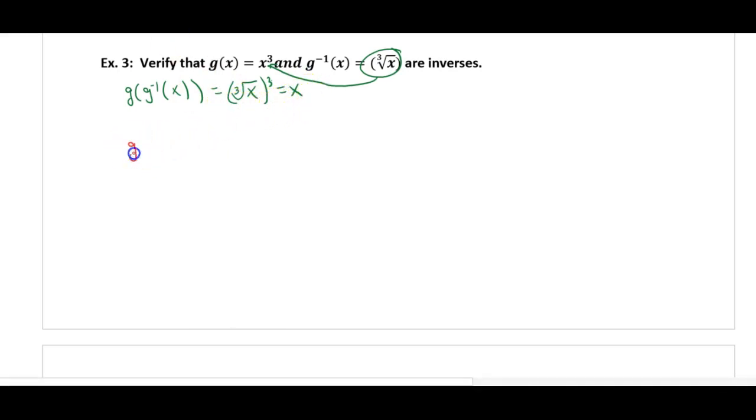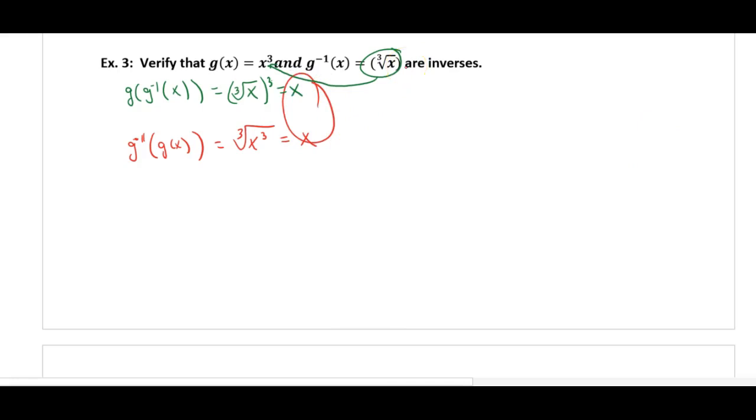But now I have to check, is g inverse of g of x also going to equal x? So if I go to do this one, now anywhere we see an x here, we're going to replace it with x to the third. So we're going to do the cube root of x to the third. What does that give me? x.